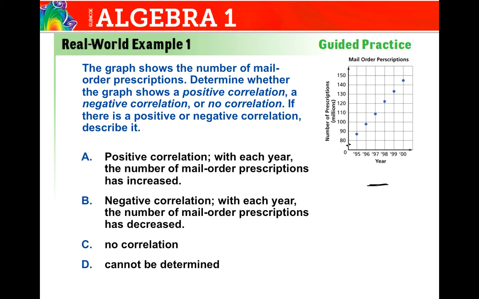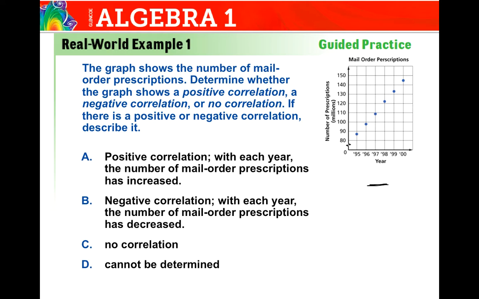Okay. Next example shows mail order prescriptions. So the graph shows the number of mail ordered prescriptions. Determine whether the graph shows a positive correlation, a negative correlation, or no correlation. If there is a positive one, let's describe it as well.